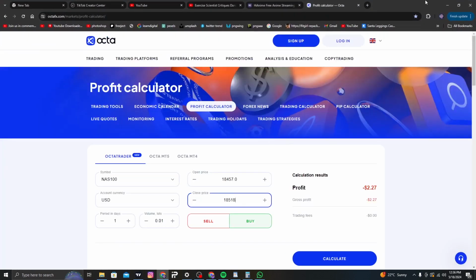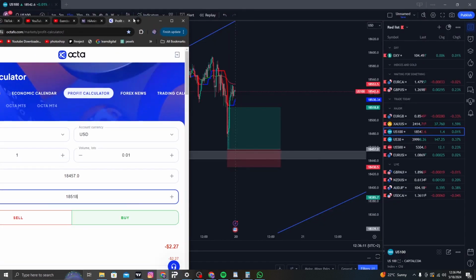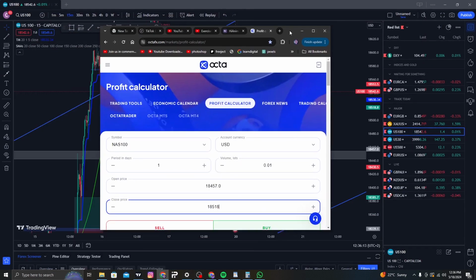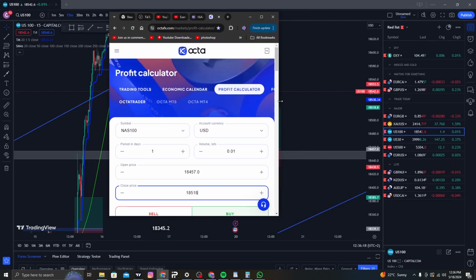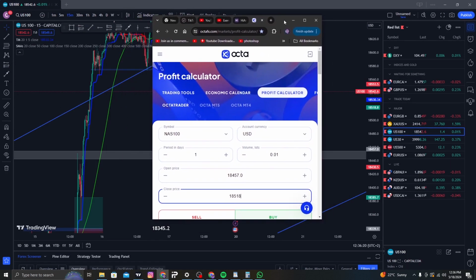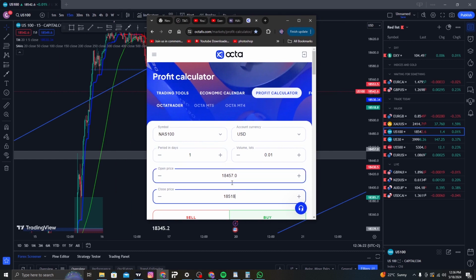After this, the only thing that you have to do, give me a minute, I'm just trying to make it fit on the screen. I just want it to fit on the phone screen so you guys can see it properly. So you see it. So we entered the two levels.